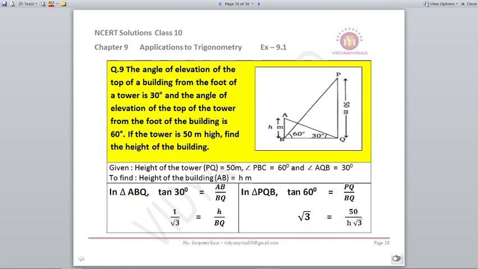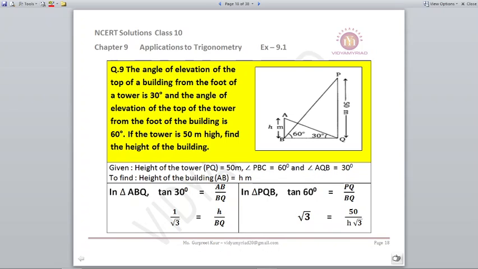Question number 9. The angle of elevation of the top of a building from the foot of a tower is 30 degrees and the angle of elevation of the top of the tower from the foot of the building is 60 degrees. If the tower is 50 meters high, find the height of the building. So look at the figure very carefully.